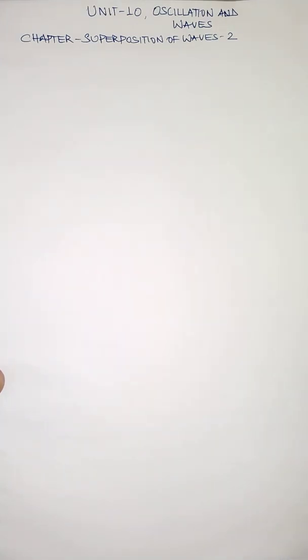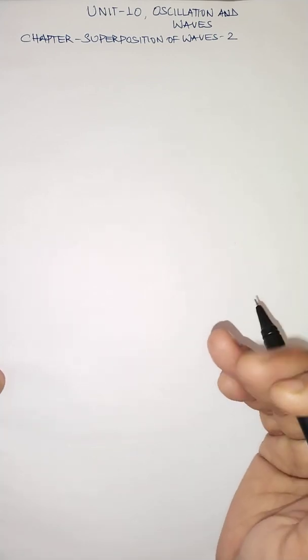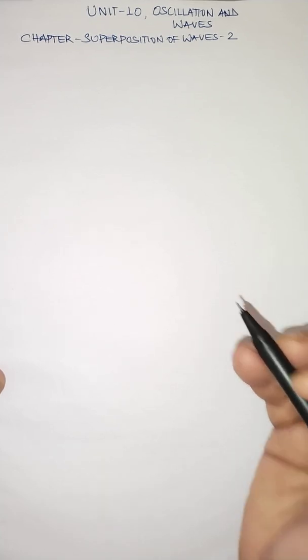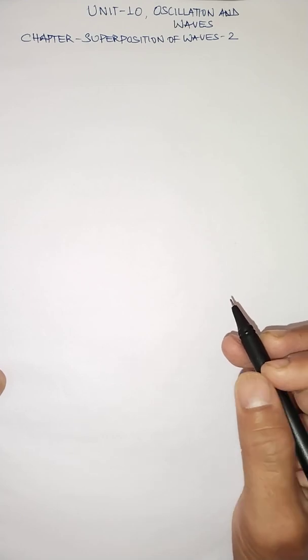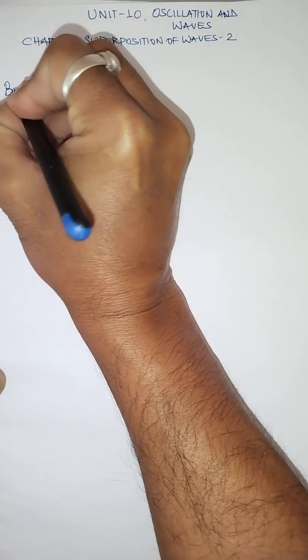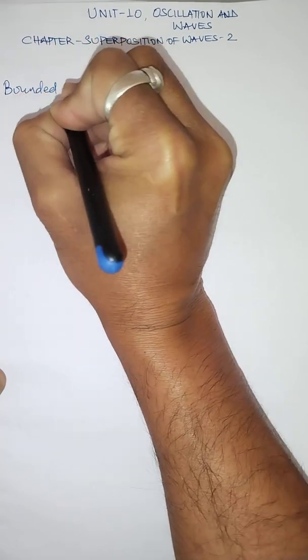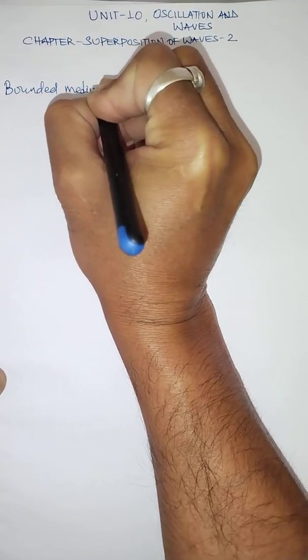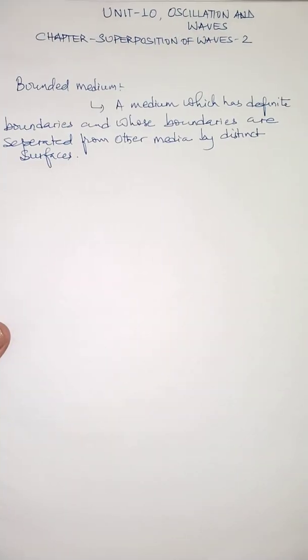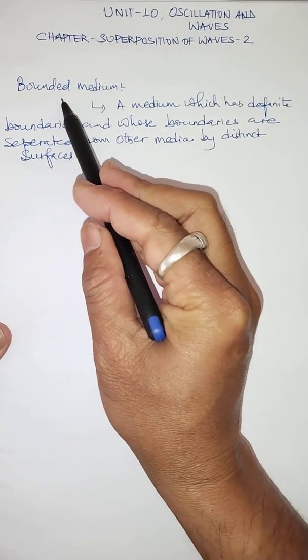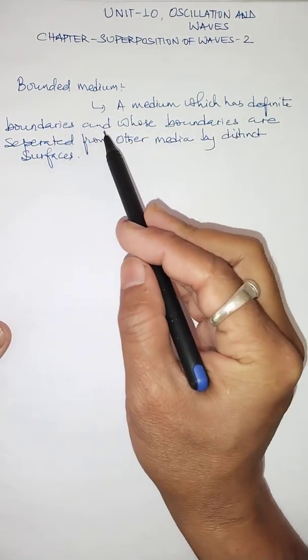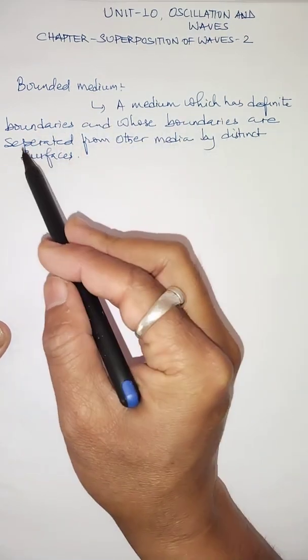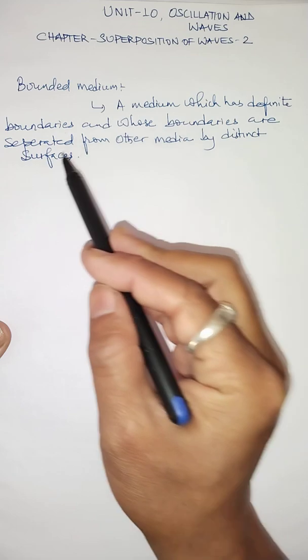But to start with the concept of stationary or standing wave, we just start with the concept of a medium which is required for this stationary or standing wave. This medium is also called a bounded medium. So we start with bounded medium. We can simply define a bounded medium as a medium which has definite boundaries, and whose boundaries are separated from other media by distinct surfaces.